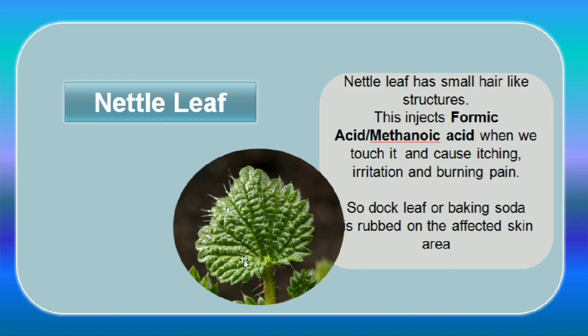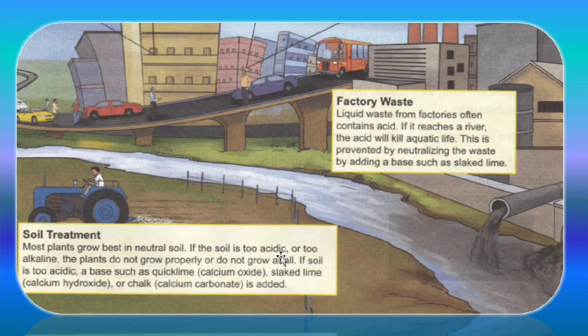So this leaf actually has very small thin hair-like structures, right? When we touch the leaf, these trichomes, these hair-like structures, will inject formic acid, which is also called methanoic acid, into our body and cause the pain of itching. So to relieve from this pain, we can use baking soda or dock leaf so that we can get relieved from the pain.